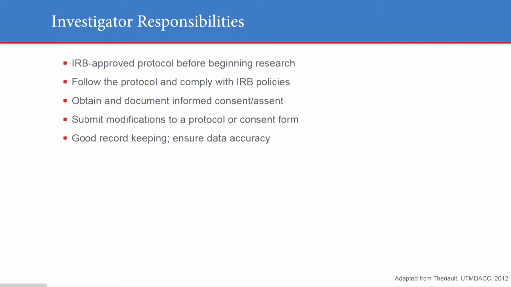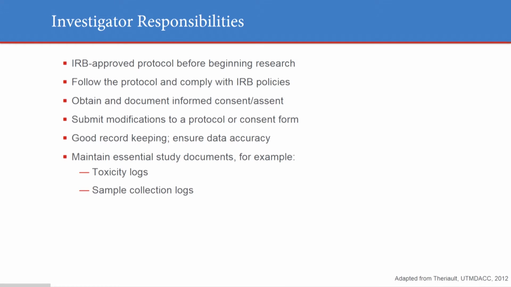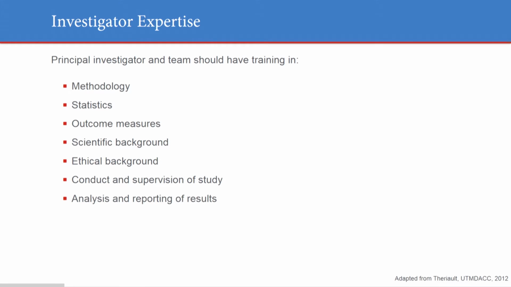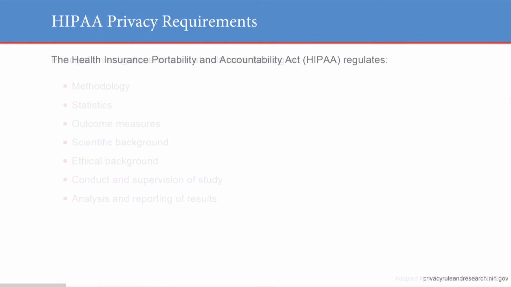The investigator and research team should be responsible for good record keeping and to ensure that the data is accurate. It is essential to maintain study documents, for example, toxicity logs, sample collection logs, and pharmacy dispensing records. The principal investigator and team should have training in several core areas, including methodology, statistics, outcome measures, scientific background, ethical background, the conduct and supervision of study, as well as the analysis and reporting of results.